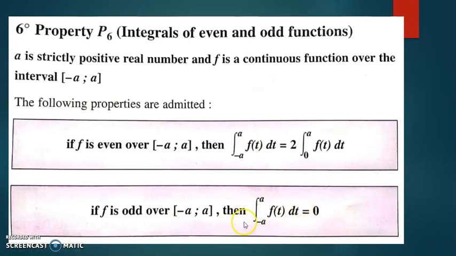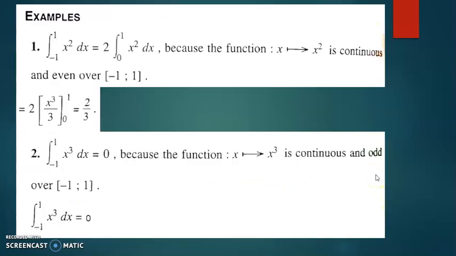Actually, this one is very helpful. When you have an odd function and you have opposite bounds, then the answer would be 0. These are two examples on even and odd functions. So here, notice that you have the integral of x squared from minus 1 to 1. Always when you have, as I said, opposite bounds, you need to think of odd and even functions.